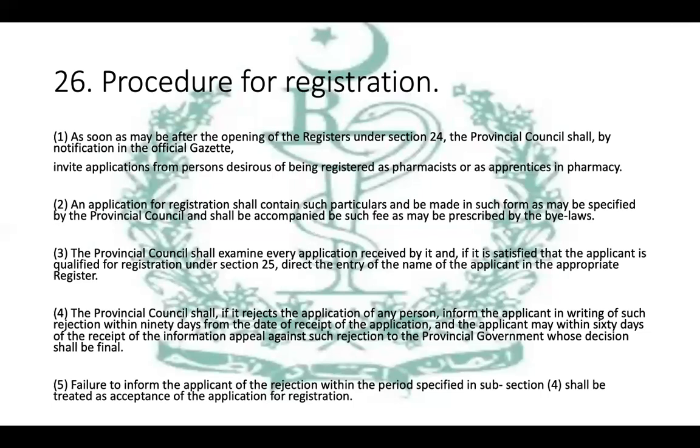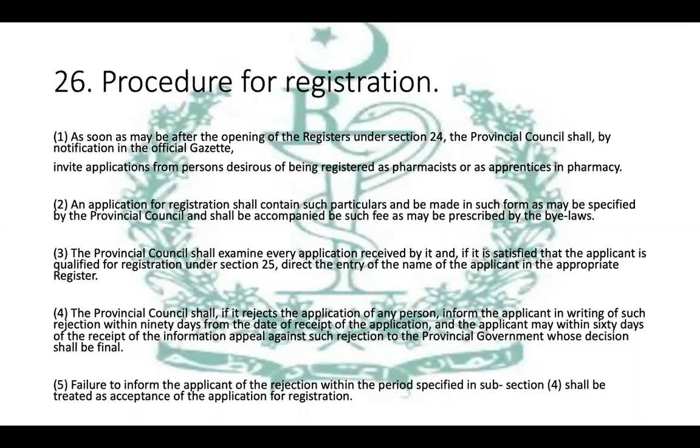Then 26(3) says, the provincial council shall examine every application received by it, and if it is satisfied that the applicant is qualified for registration under section 25, direct the entry of the name of the applicant in the appropriate register. So they examine your documents and check them. If they find that it is fit for registration, then you are registered under section 25. Direct the entry of the name, so your number will be allotted in the register and you will be a registered pharmacist under section 26(3).